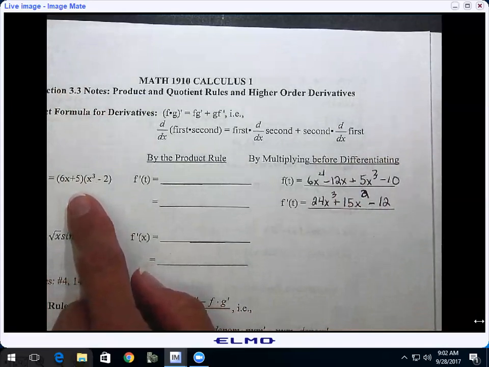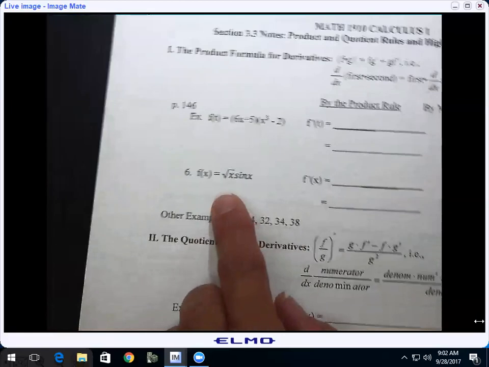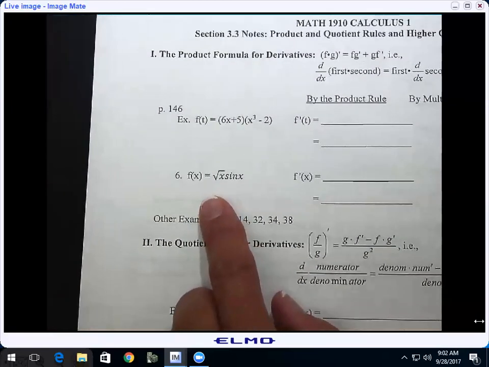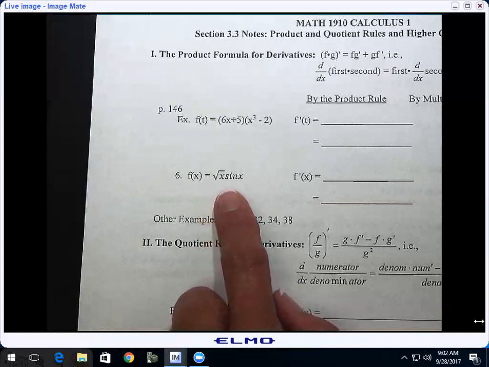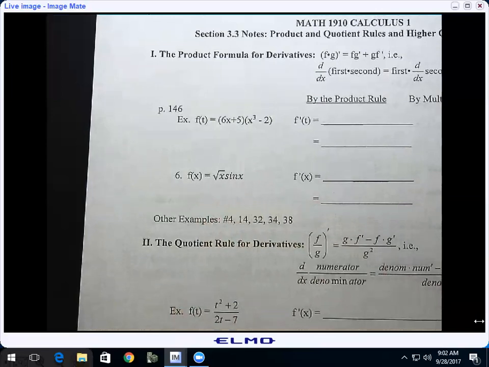That's not a problem. But what about number 6? Could you have done this one last night? No, there's no way that you can write that so that it's not a product. It's square root of x. You could have written that as x to the 1/2, but you still would have had a product. And you don't have a rule that says you can take the derivative of a product factor by factor.